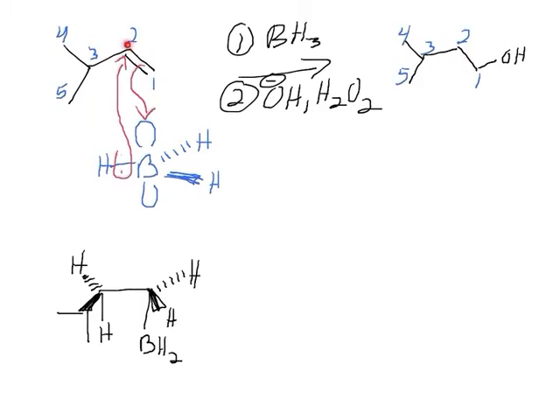sp2, so what's its geometry? 120, or trigonal planar, so it's flat. So I have it shown here as the BH3 coming on the bottom of that, but it could have also come from the top. Yeah, so if it's pertinent, the other enantiomer will be formed.